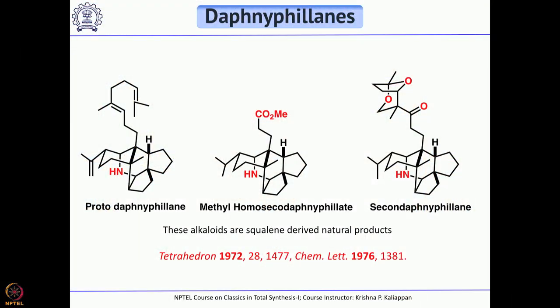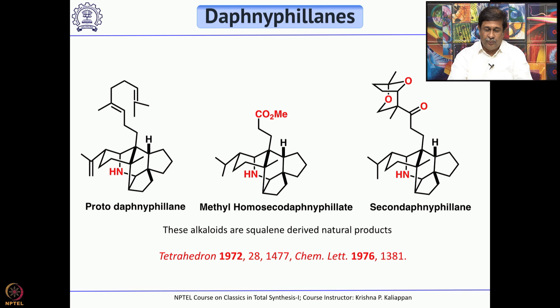Yeah, good morning. Welcome back to the lecture series on classics in total synthesis. So we have been discussing the synthesis of alkaloids, and today also we will continue our discussion on the total synthesis of one more alkaloid. And this alkaloid is actually a combination of many alkaloids. They are basically derived from squalene. As you can see here, they are quite complex.